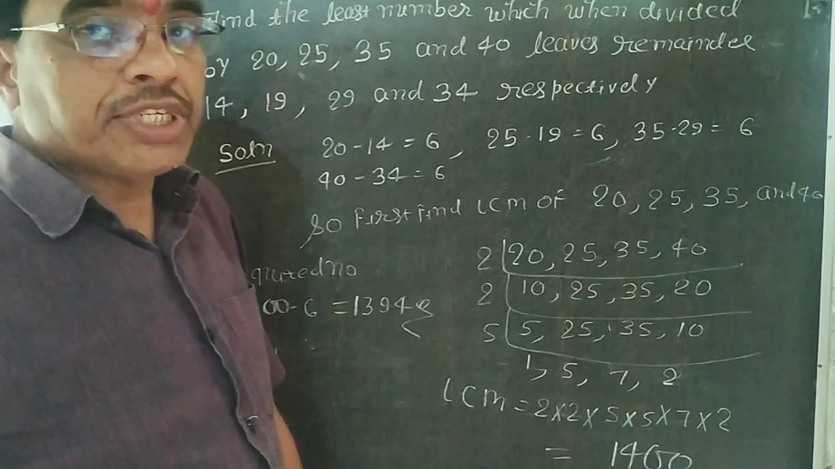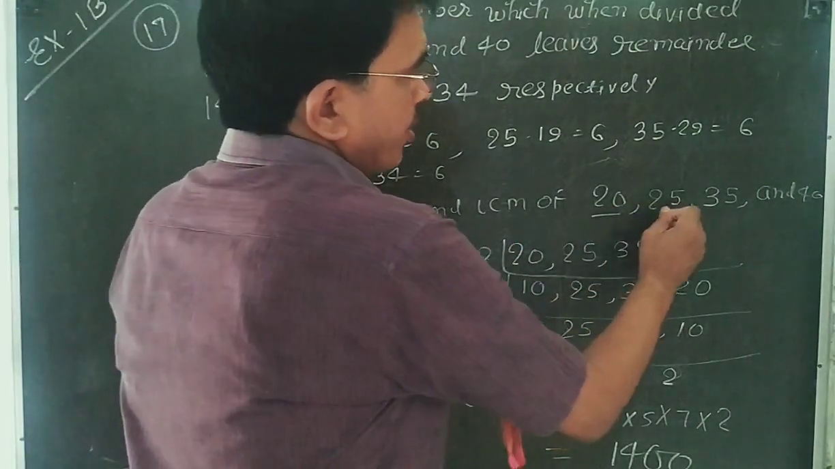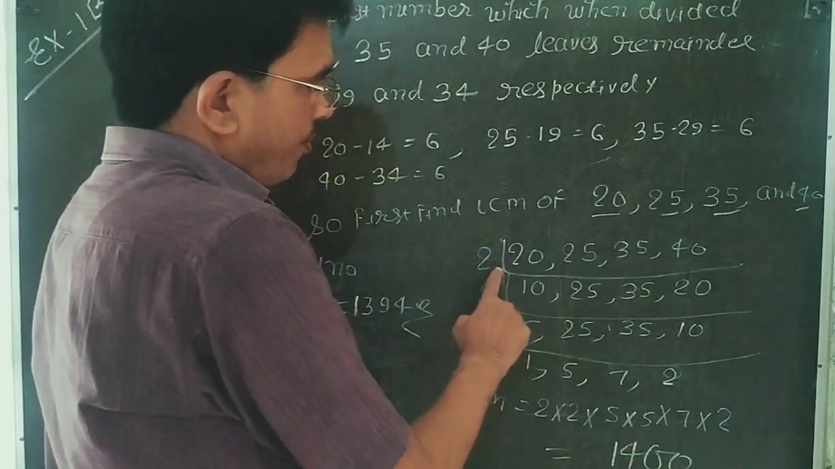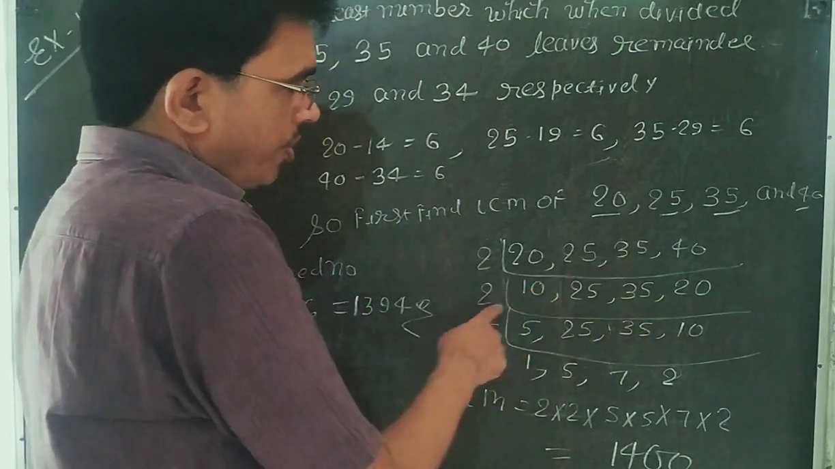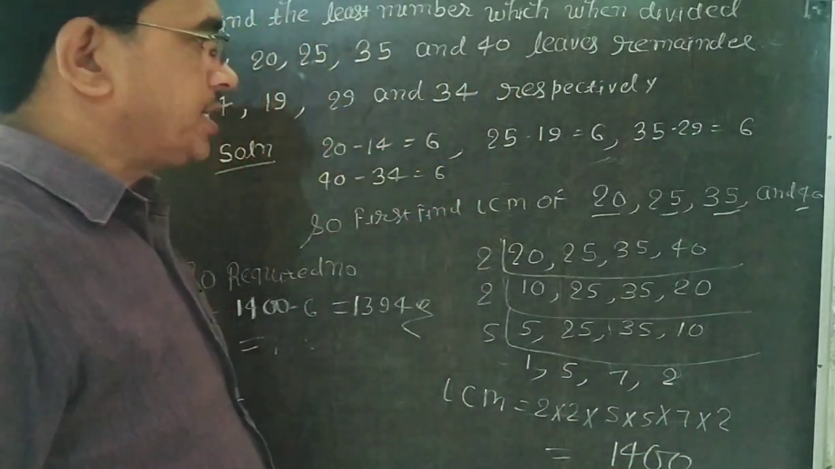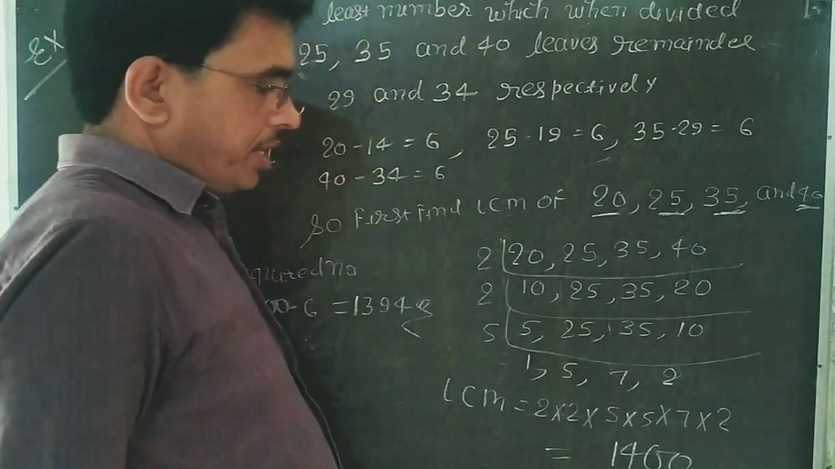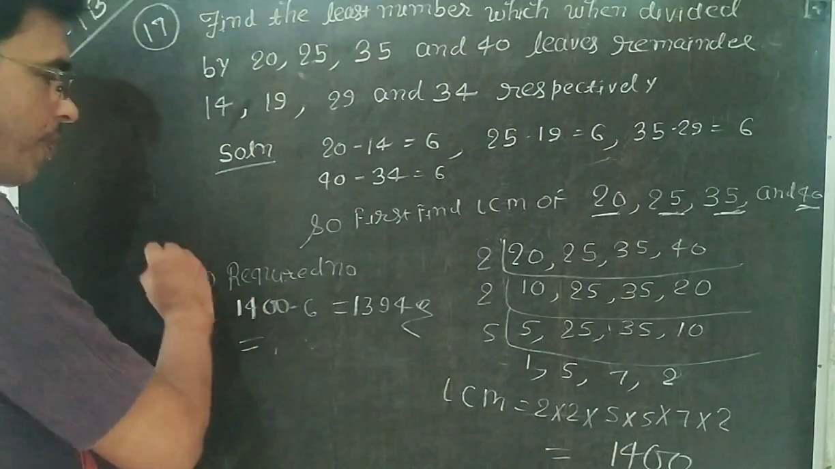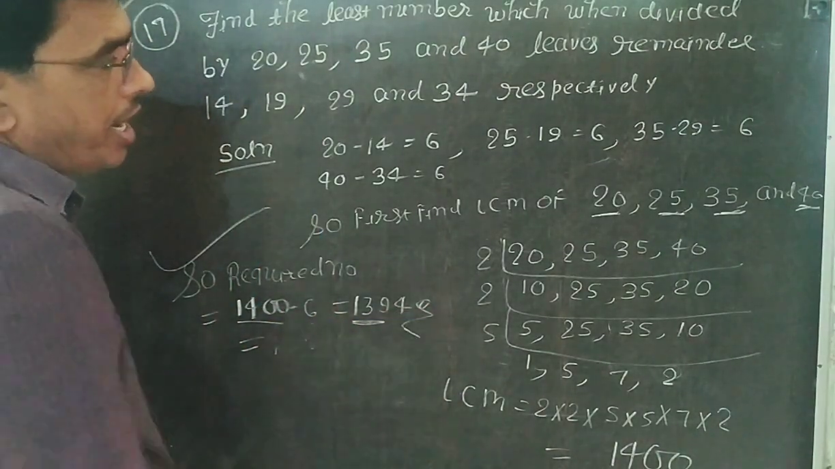Then, in the process for these questions, you find the LCM of 20, 25, 35 and 40. You find the LCM by the regular method: divide by 2, again by 2, and by 5, and you get 1400. It is the LCM of 20, 25, 35 and 40. The LCM is 1400 and the difference is 6. So the required number is 1400 minus 6, that is 1394.